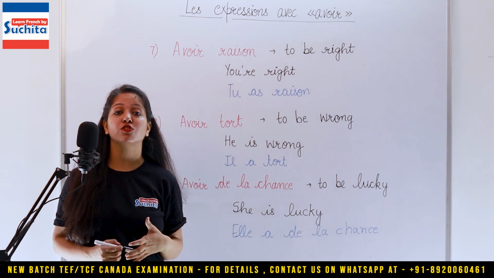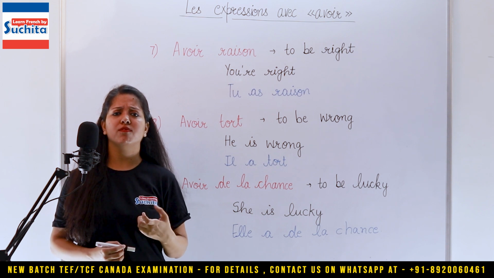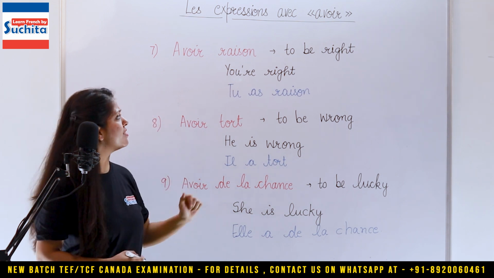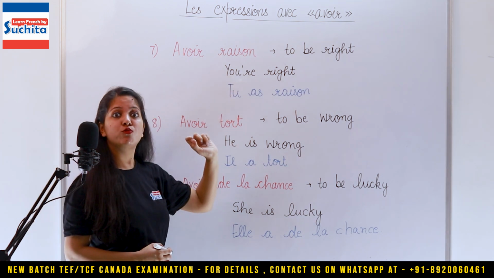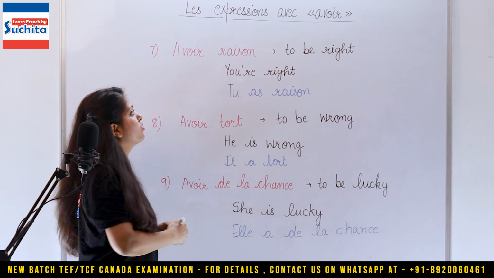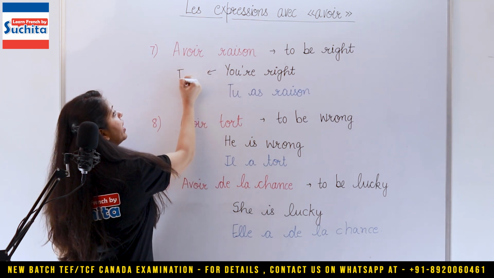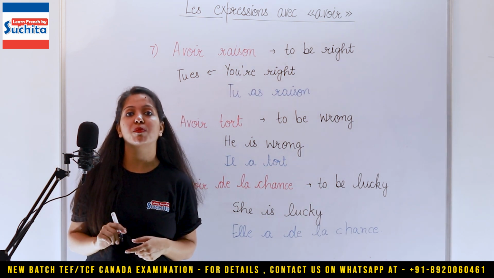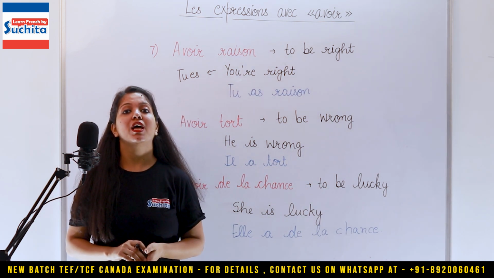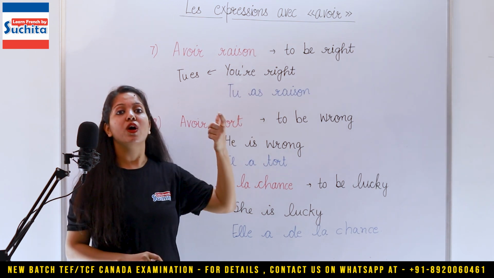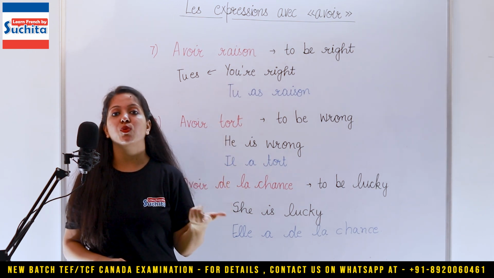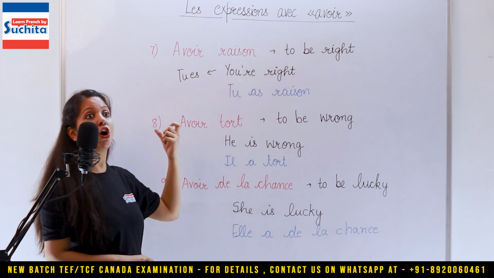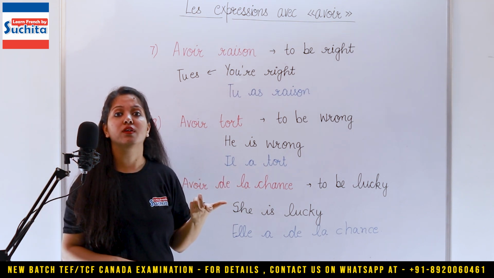Avoir raison, which means to be right. If I want to say to someone, yes, you're right, how would I say it? Oui, tu as raison. Literally, you are is tu es, which is the verb être. But this is an expression which is not used with the verb être. It is used with the verb avoir. So I say tu as raison.